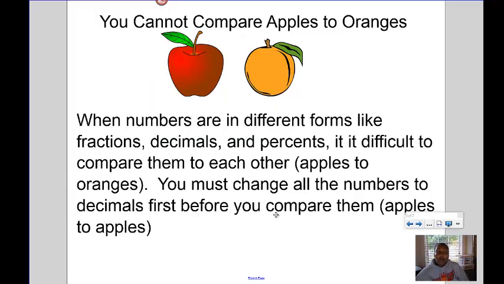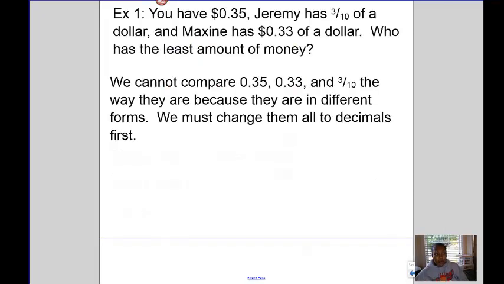So one thing that I want you to remember is that you cannot compare apples to oranges. When I say that, what I mean is when numbers are in different forms, like fractions or decimals or percents, which you'll learn about in a later unit, it's difficult to compare them to each other. So that would be apples to oranges. So you must change all the numbers to decimals first before you compare them. And that would be comparing apples to apples. It's much easier to compare the numbers when they're all in the same form.